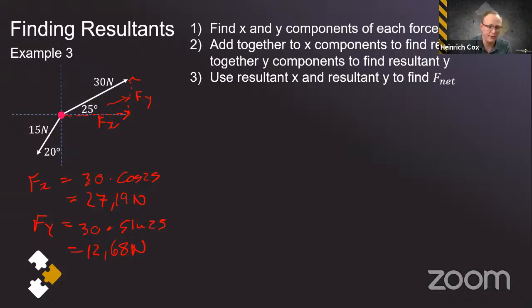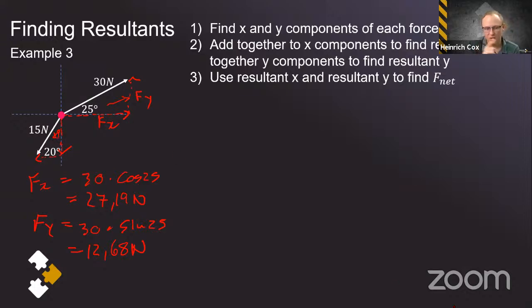So now we've got the x and the y components for our 30 Newton force, and we want to do the same thing with the 15 Newton force. So for the 15 Newton force, I'm going to draw my diagram like this. I'm going to put my y component there. I'm going to put my x component there. And then, okay, the diagram makes it a little bit difficult to see, but this here is that 20-degree angle.